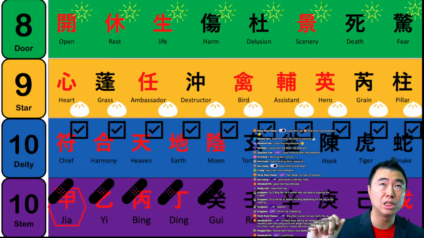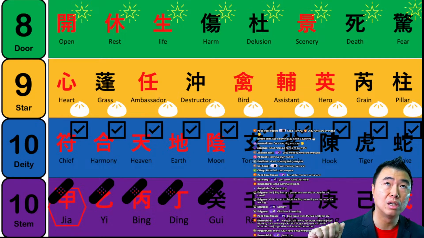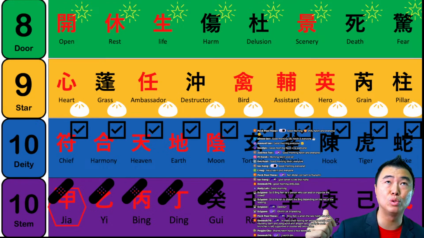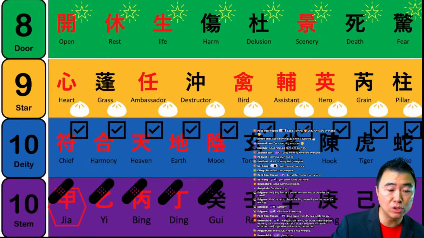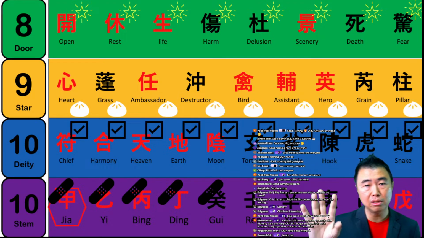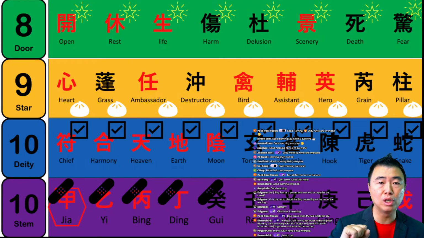Let's say Bing Fire cannot, Ren Water cannot, right? We cannot find something that is useful. Xin Metal, yes, okay. Let's say that you're a Xin Metal. So for Xin Metal, the Ren Water becomes your Hurting Officer.